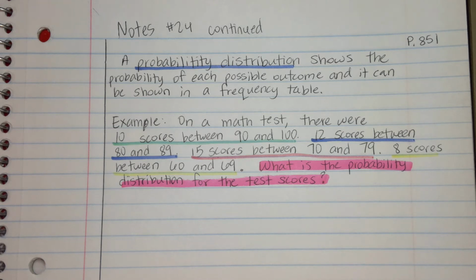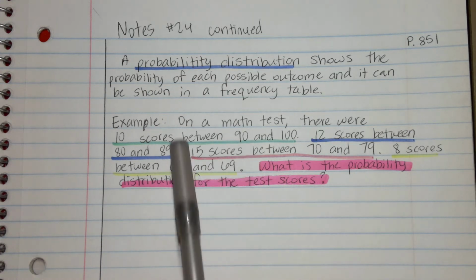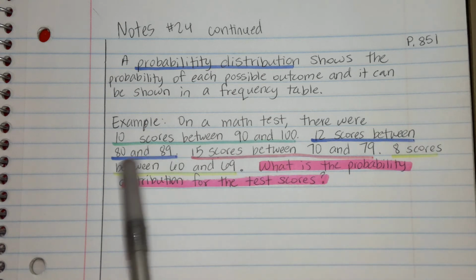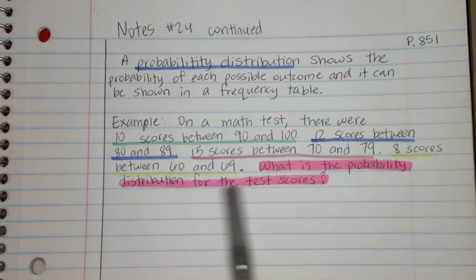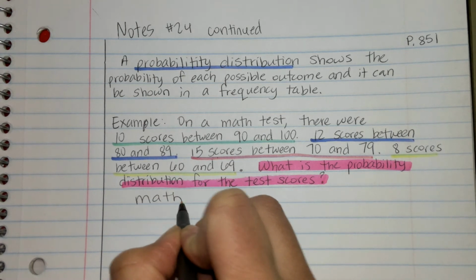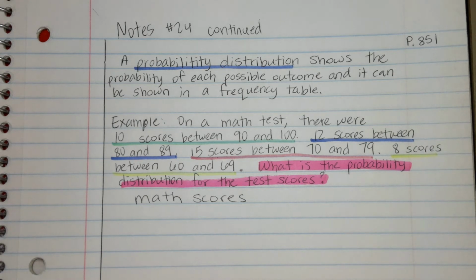So what you need to do is figure out a title for it. What is this information showing? So read the problem again. On a math test, there were all those different scores. What is the probability distribution? Okay, so this is going to be a math scores probability distribution table.